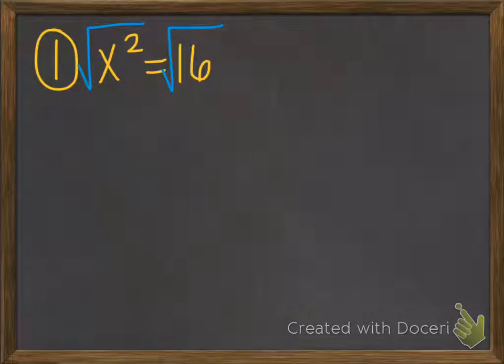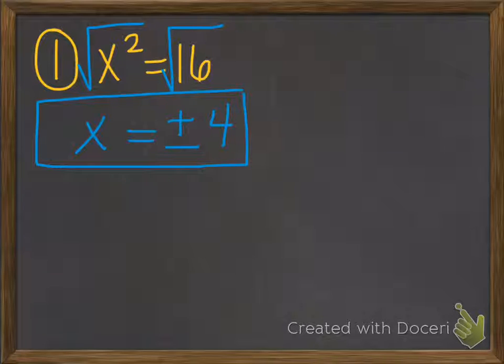We're asking ourselves, what can I multiply times itself to get x squared? Well, the answer to that question is x. And what can I multiply times itself to get 16? There are two answers to that question. One of them is positive 4, which is what we generally think of, but the other one is negative 4. So don't forget to include the plus and the minus version in your answer so that you will have a number of solutions equal to the degree of the problem.